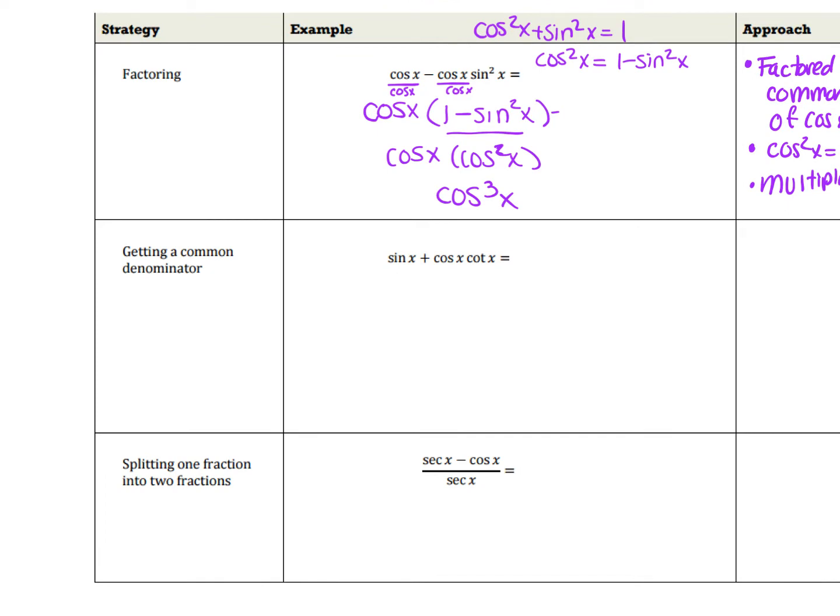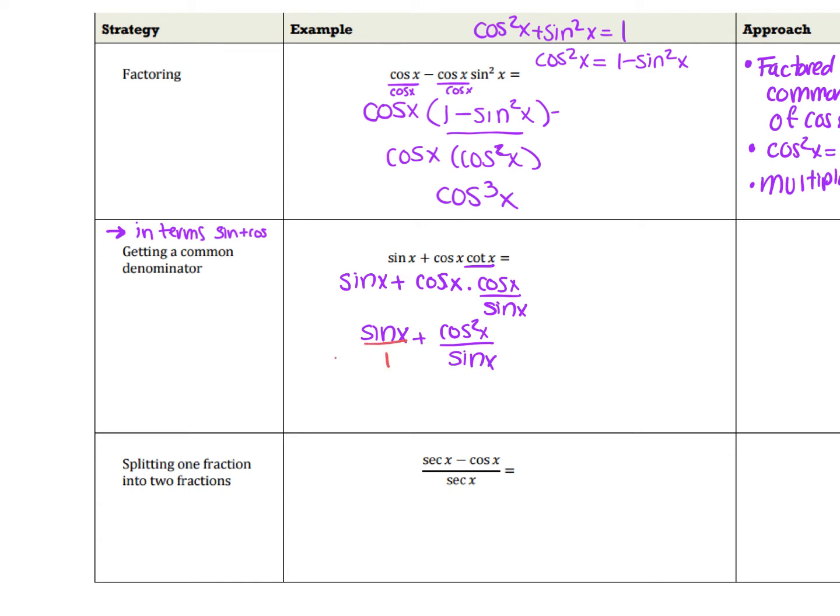The third strategy is getting a common denominator. Well, at first when you look at this problem, you don't see what it means by getting a common denominator because there is no denominator. So actually the prerequisite step to this is I'm going to rewrite in terms of sine and cosine. And then I'm going to see that I need a common denominator. So I'm going to have sine of x plus cosine of x times cotangent is cosine of x over sine of x. So I'm going to end up with sine of x plus cosine squared of x over sine of x. So I'm going to get a common denominator.